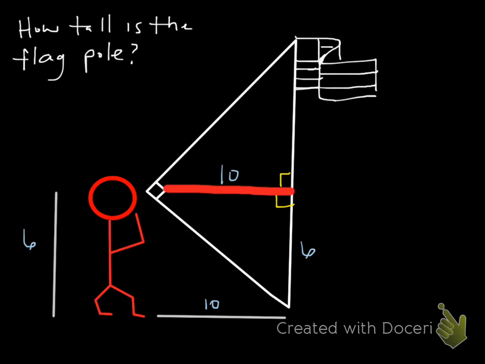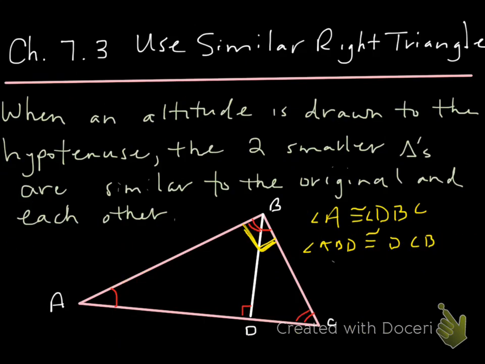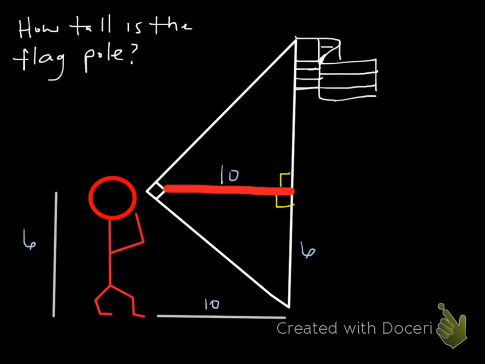Okay, and so now it's very similar to the diagram that we just saw at the very beginning of this particular unit. You have an altitude going from the right angle to the hypotenuse. And since you have the altitude going from the right angle to the hypotenuse, you've now created similar triangles. And so what I want to do is figure out how tall the flagpole is. So I'm going to need to set up a proportion in order to figure that out.